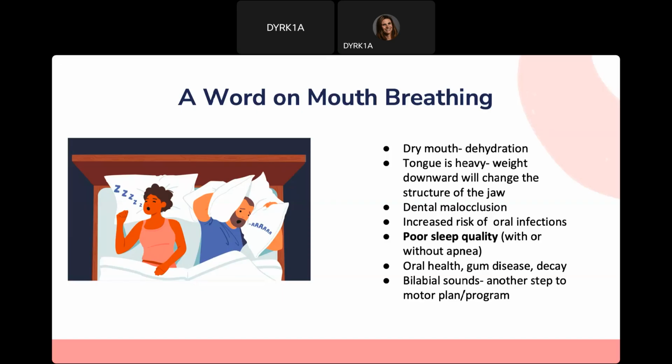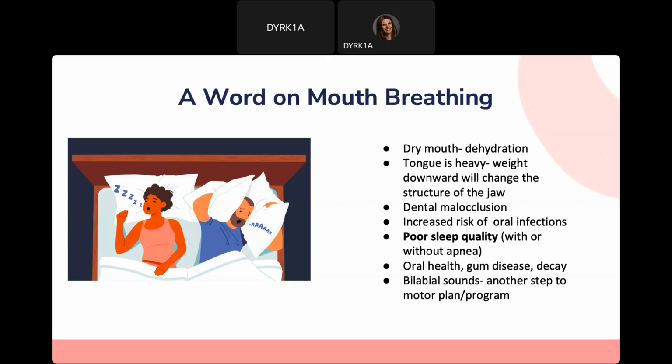But so mouth breathing can also impact oral health, gum disease, and decay, again, because the nose is a filter. If everything's going through the mouth, there's a lot of bacteria and everything's going through our oral cavity that are not ideal. And then bilabial sound. So if our posture is open mouth and we want to say mom, we have to add another step into that. We have to go close mouth, then open, then close again, and then back to an open mouth posture. Versus if we're going to say mom, but our mouth is already closed, all we have to do is start voicing mom, and then we rest here again.